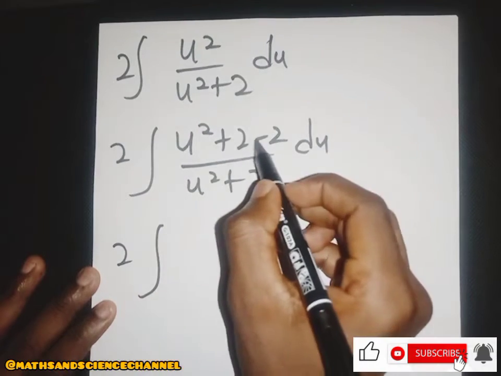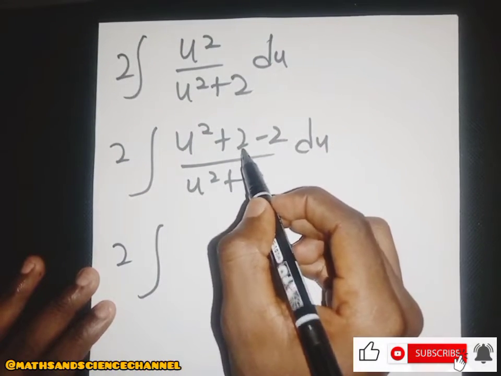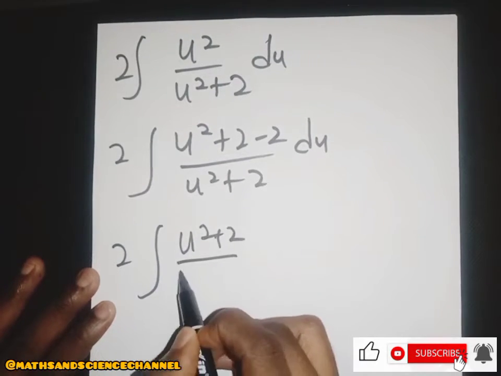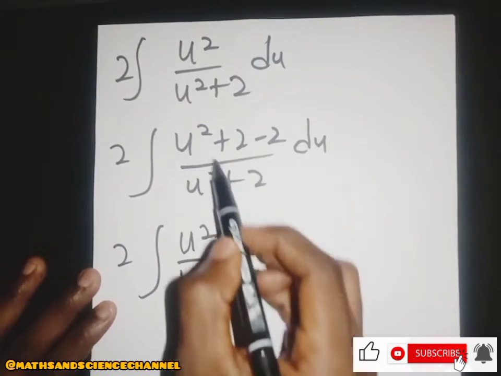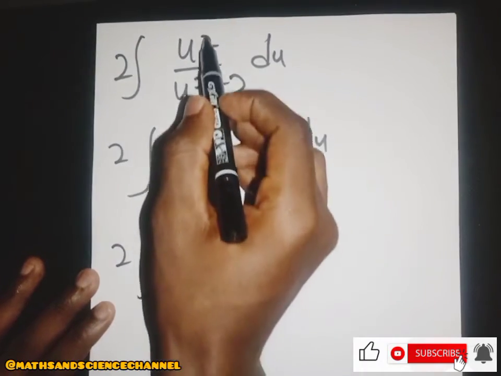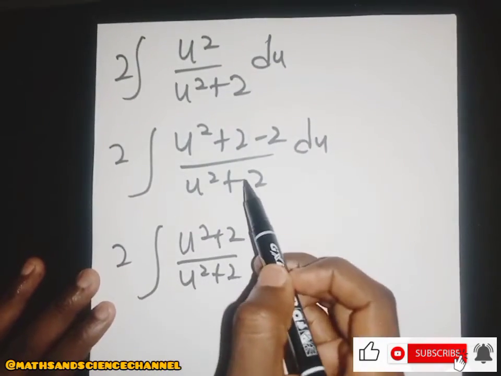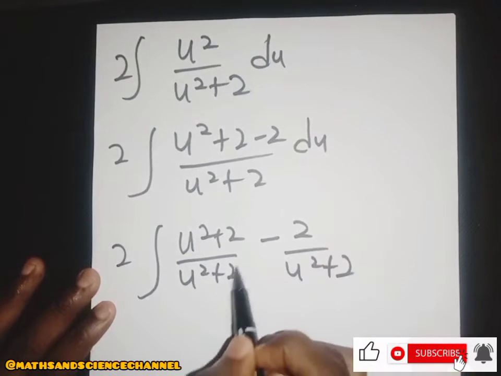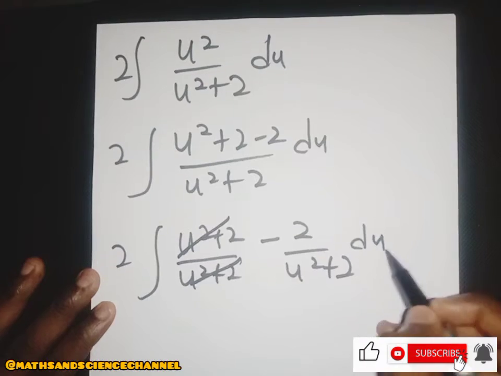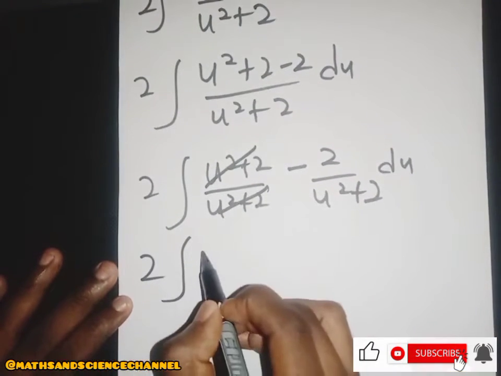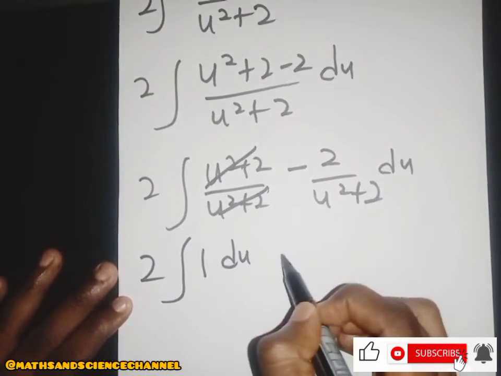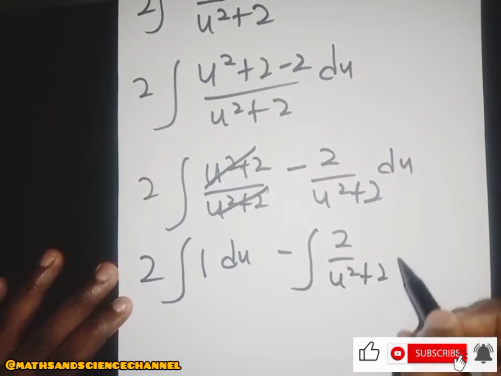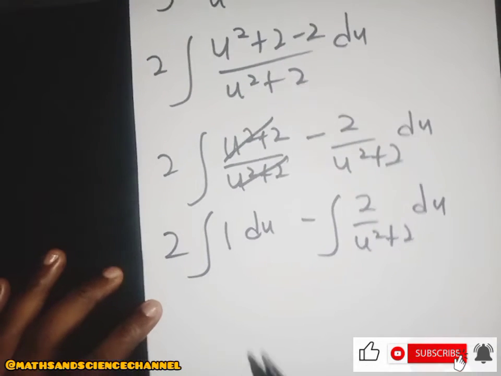You realize that from here we can have u squared plus 2 divided by u squared plus 2. So what I did was make the numerator the same as the denominator in a way. So we have minus 2 here, then u squared plus 2. So these will cancel. Remember, it's with respect to du, and then I'm left with 1 du, and then also 2 over u squared plus 2, and then du, right?